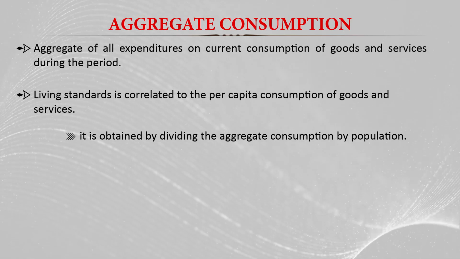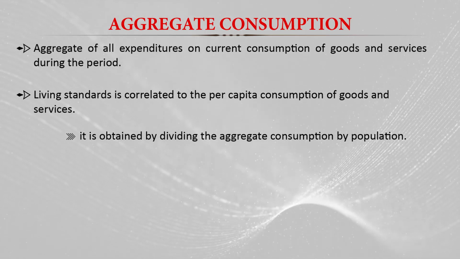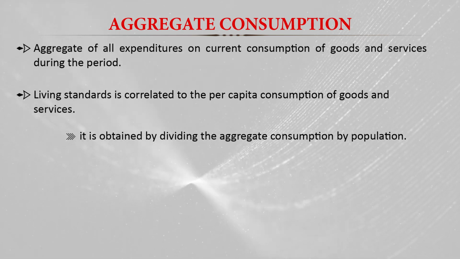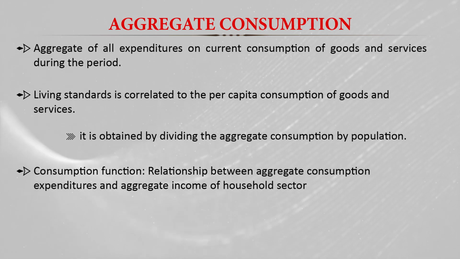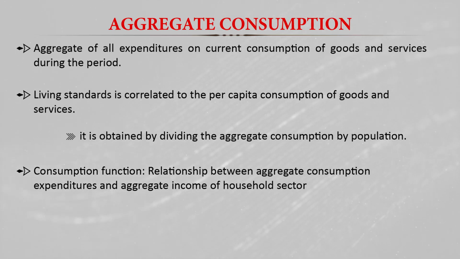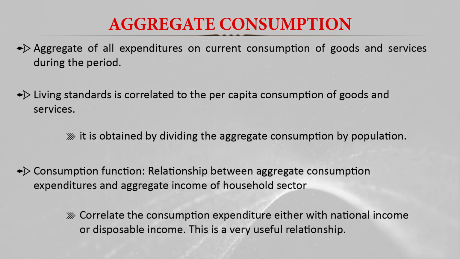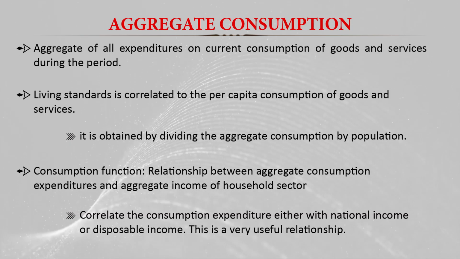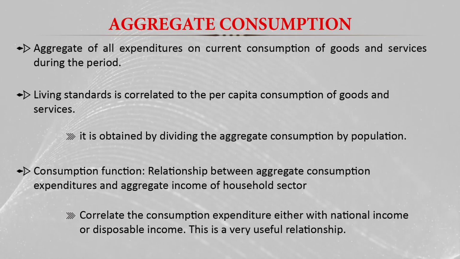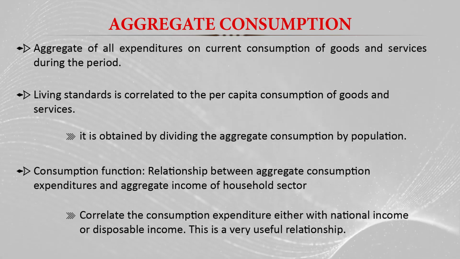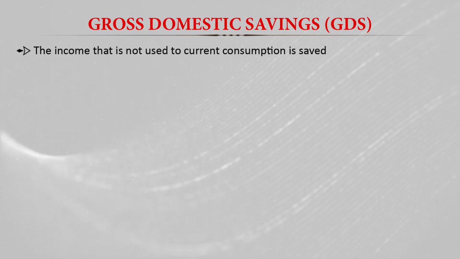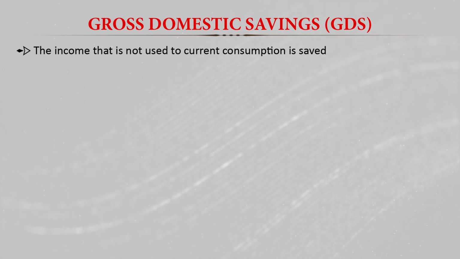In the case of aggregate consumption, another important concept is the consumption function. It is a relationship between aggregate consumption expenditure and the aggregate income of the household sector. Here, we correlate the consumption expenditure with either the national income or disposable income, and this is a very important concept for understanding the consumption function in the country. Gross domestic saving is another aggregate measure, and income that is not used for current consumption is saved.